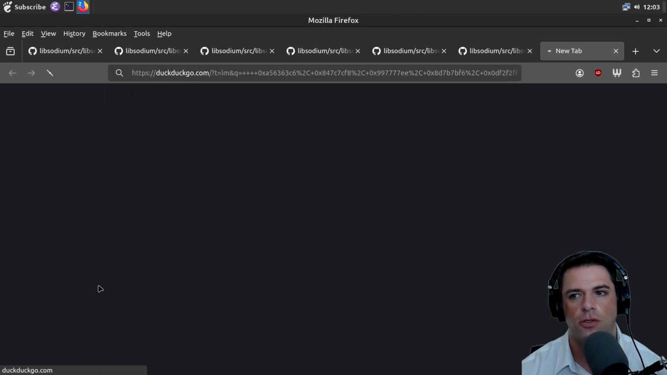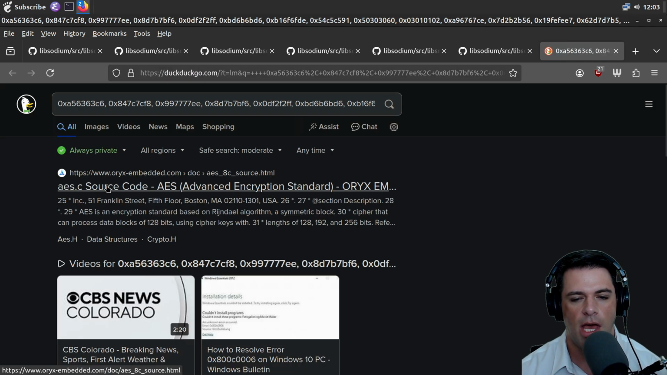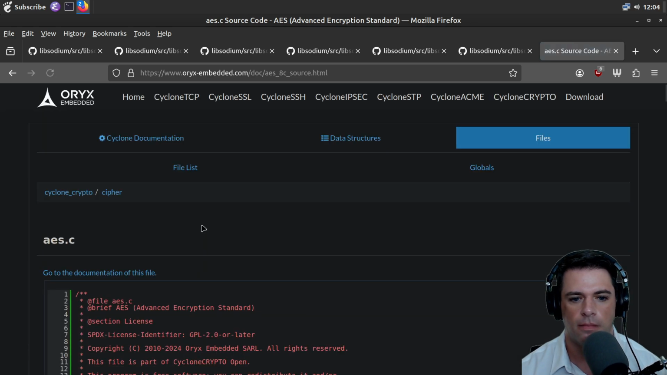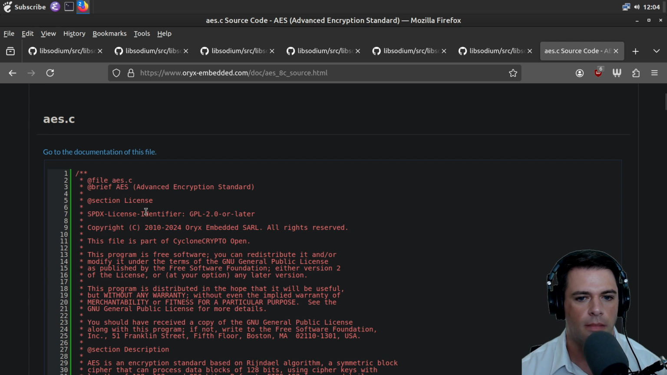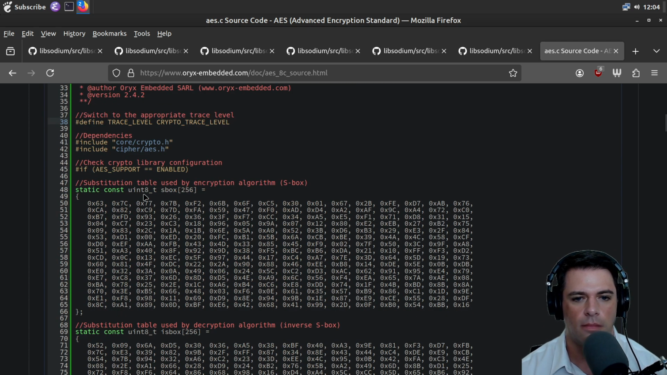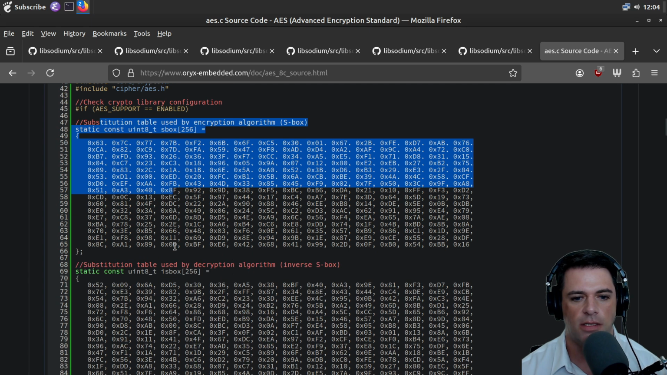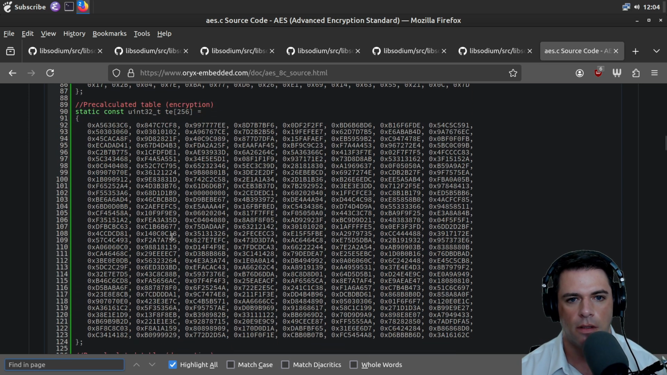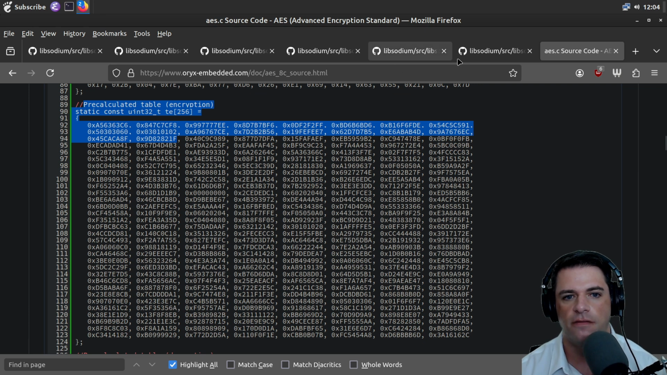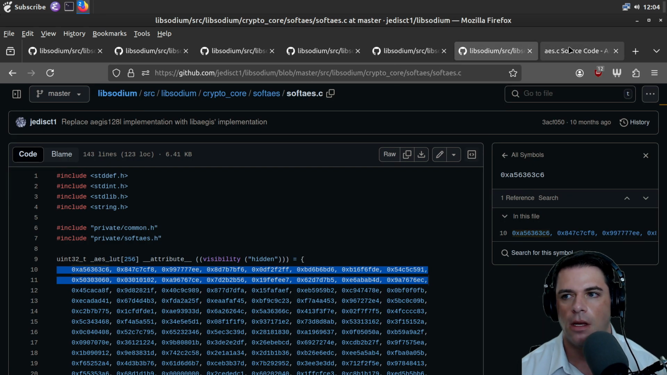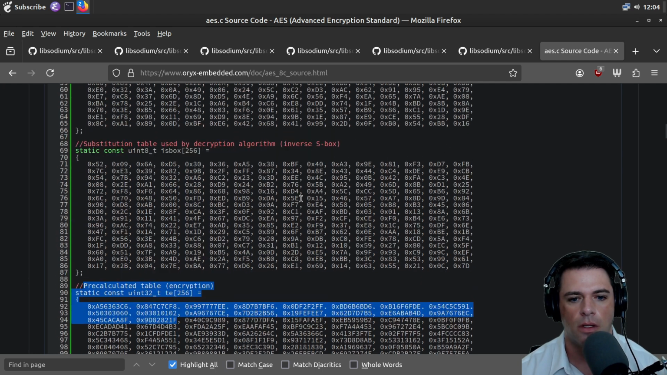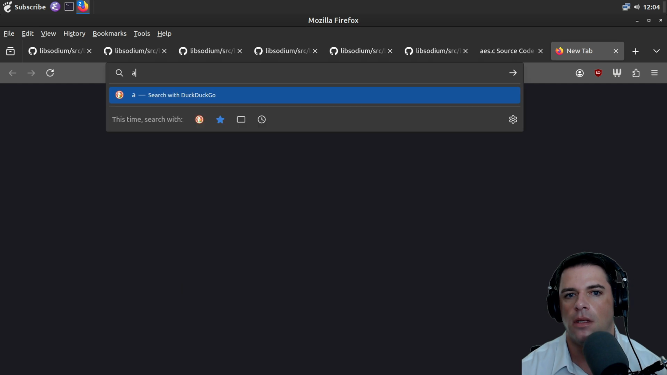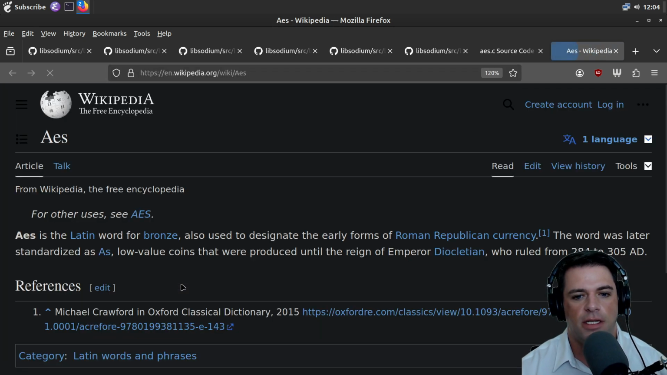Let's do just a Google search of this stuff. AES source code. Okay, so here's the S-box, and then here's the pre-calculated table. Is this the A5636? Okay, so I don't know what the pre-calculated table is for.